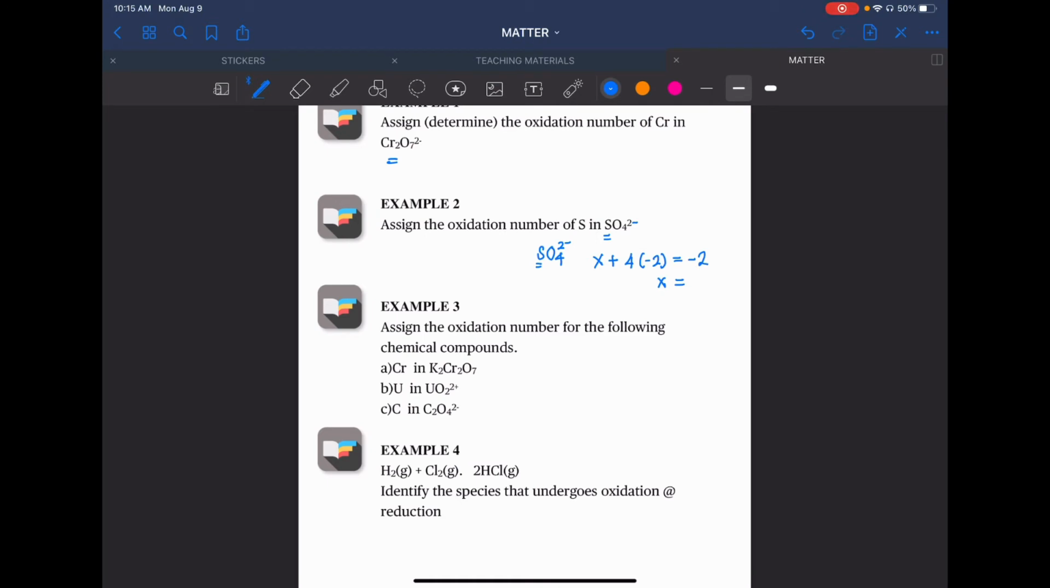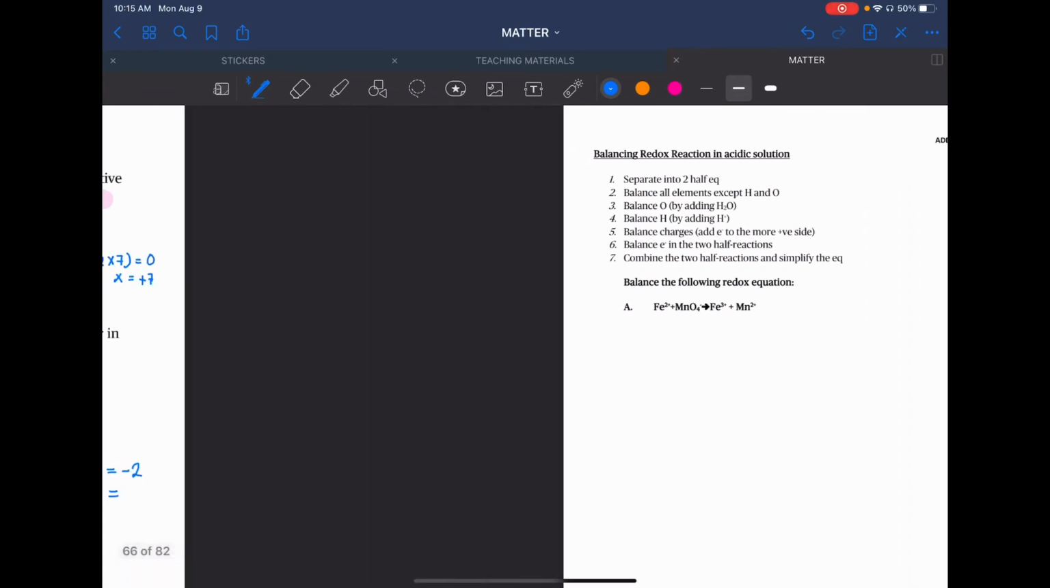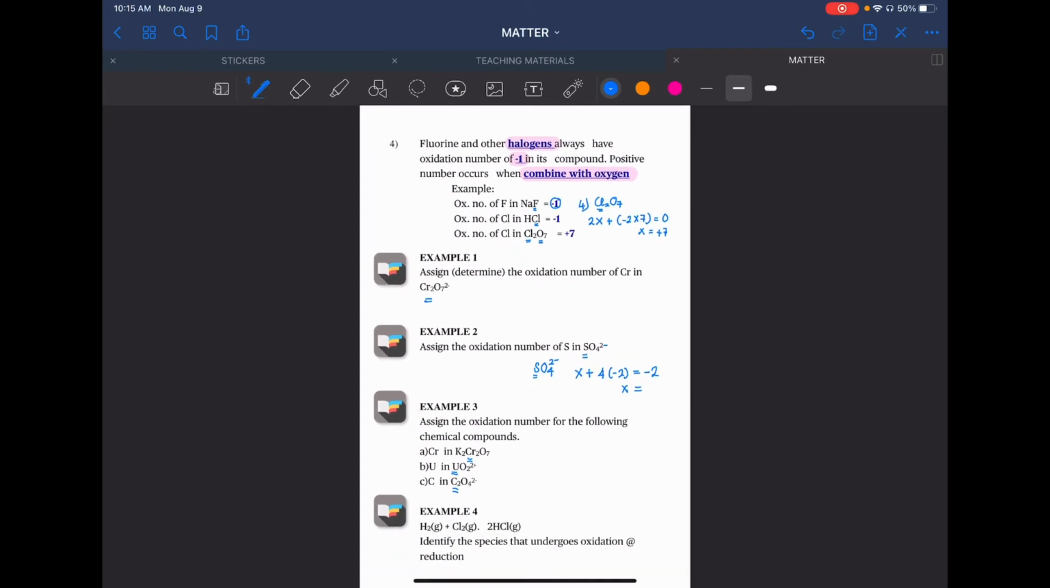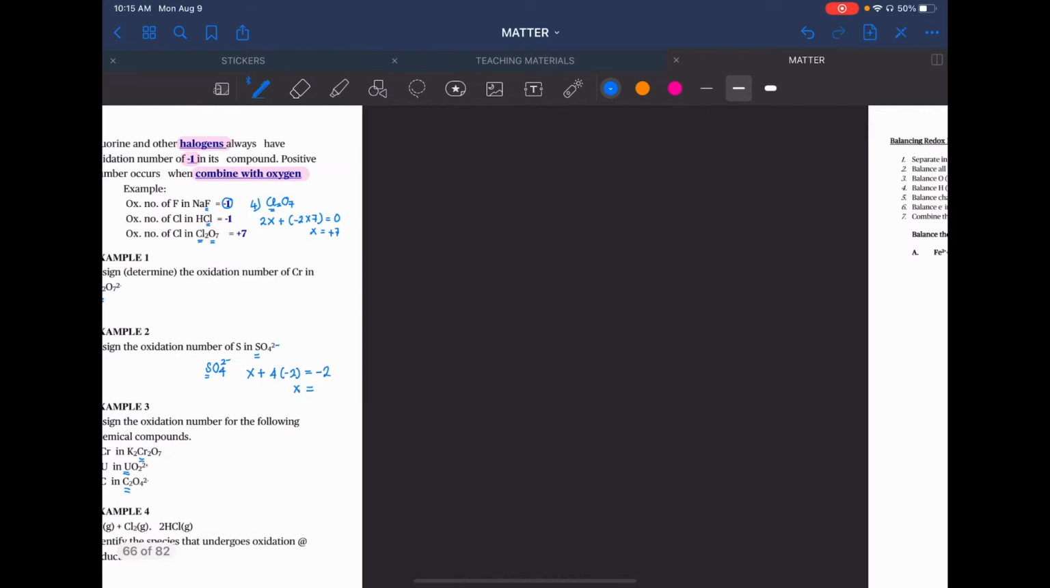Okay, proceed with example 3 now. Okay, assign the oxidation number for chromium, for uranium, and last one, carbon. Okay, good. So now, let's proceed.